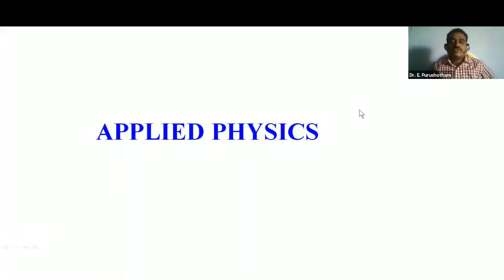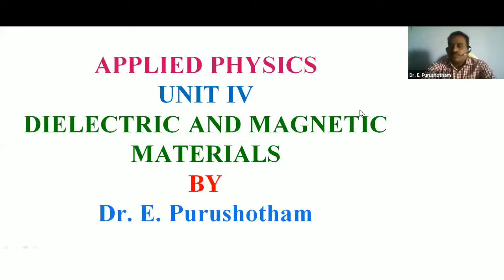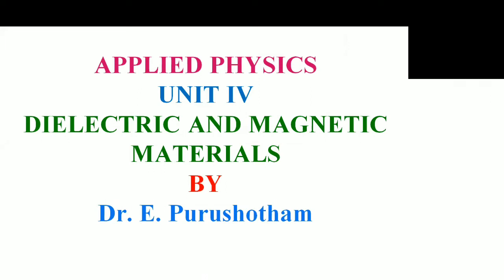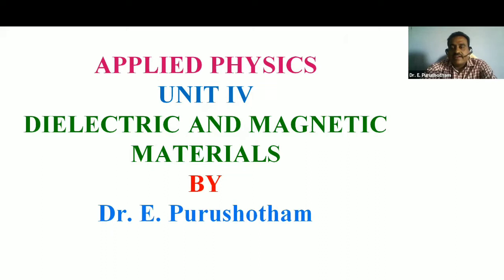Today, I am going to discuss our fourth unit in applied physics. What is the fourth unit? Dielectric and magnetic materials. Applied physics, unit 4, dielectric and magnetic materials. Two topics are there: the first part is dielectric materials, the second part is magnetic materials.